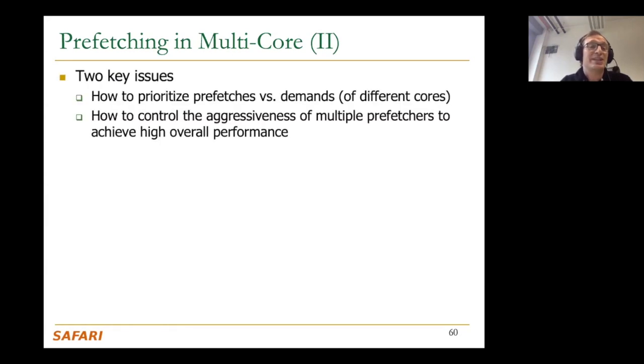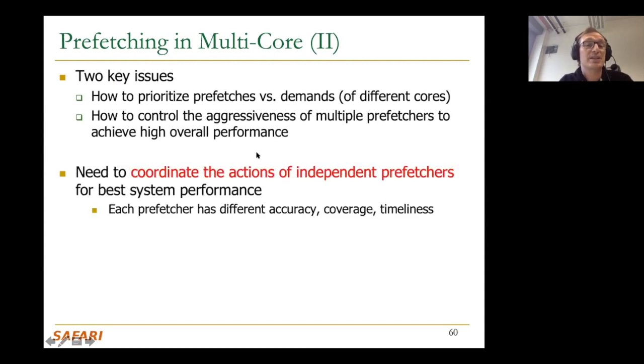So there are 2 key other issues that I will very briefly discuss. One is how to prioritize prefetches versus demands of the same core and of different cores. This becomes important. And the second is how to control the aggressiveness of multiple prefetchers to achieve high overall performance. And the finding that we have is you need to coordinate the actions of independent prefetchers for best system performance. Each prefetcher has its different accuracy, coverage, timeliness, bandwidth demand, interference it's causing, etc. If you coordinate the actions of independent prefetchers, you get much better system performance as opposed to letting them run wild, right? And potentially destroy different programs' performance.